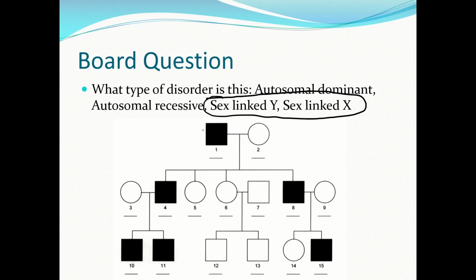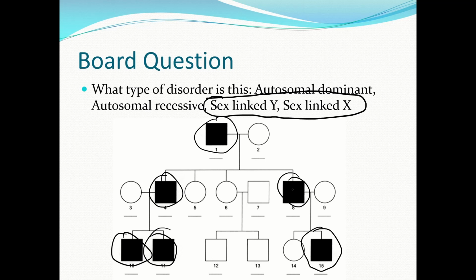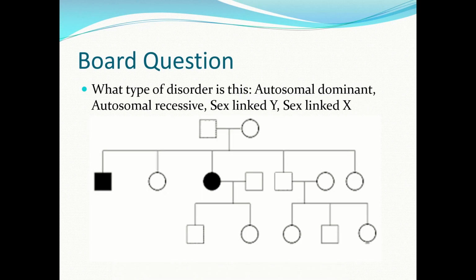So if we look through, every single boy offspring gets it, no matter what, right? Because they get it no matter what from their dad, and this one here, the girl didn't pass it on to her sons. This one is probably going to be sex-linked Y, because those boys are always getting that gene from their dad, so they have to get it. So sex-linked Y would be a better answer for that one.